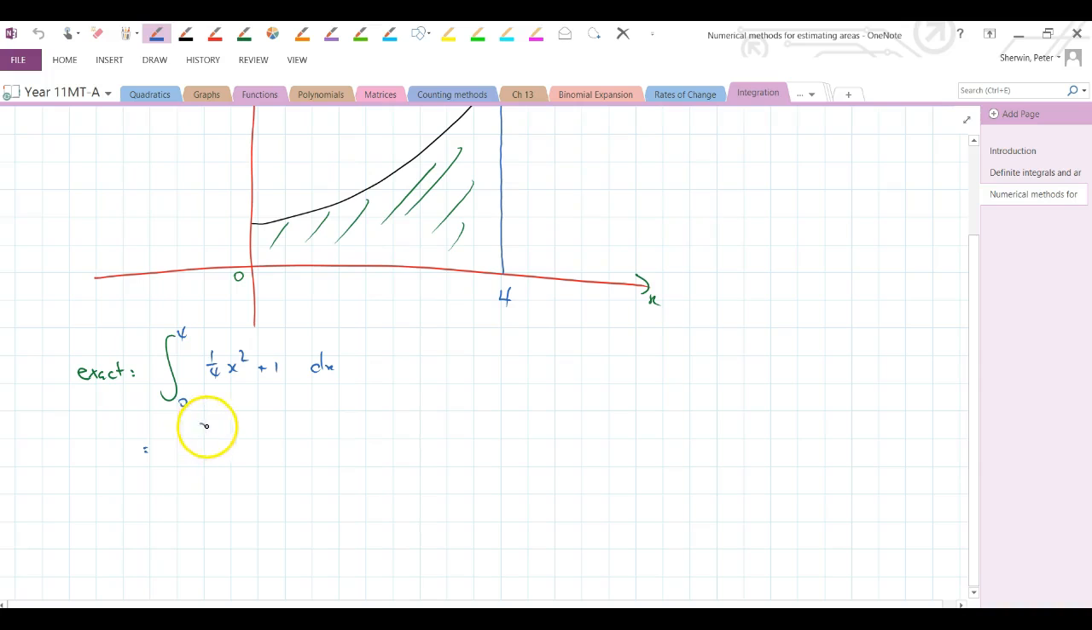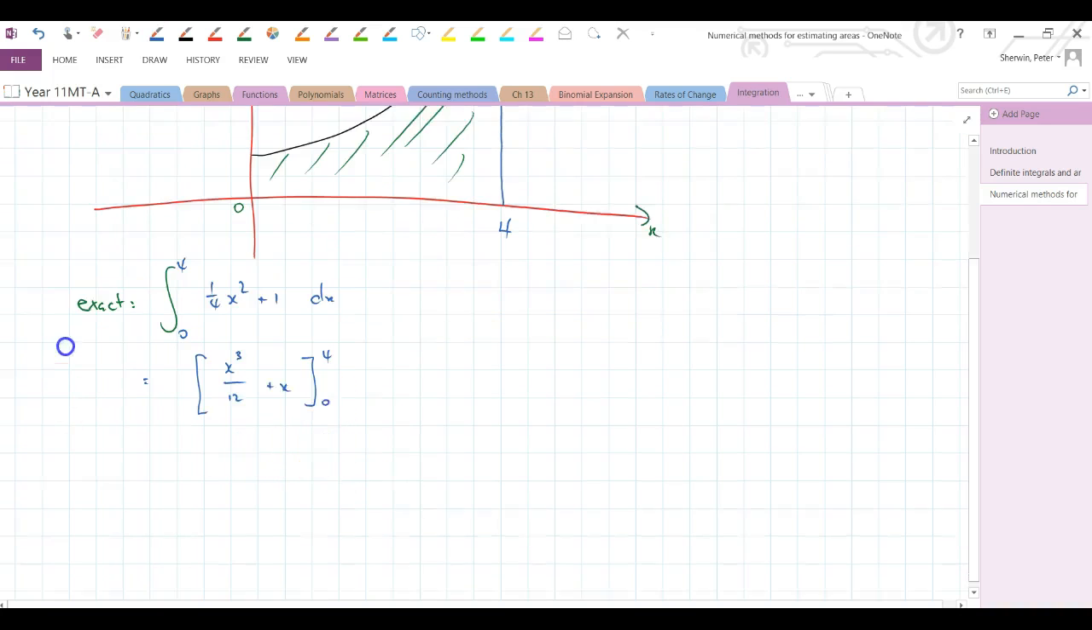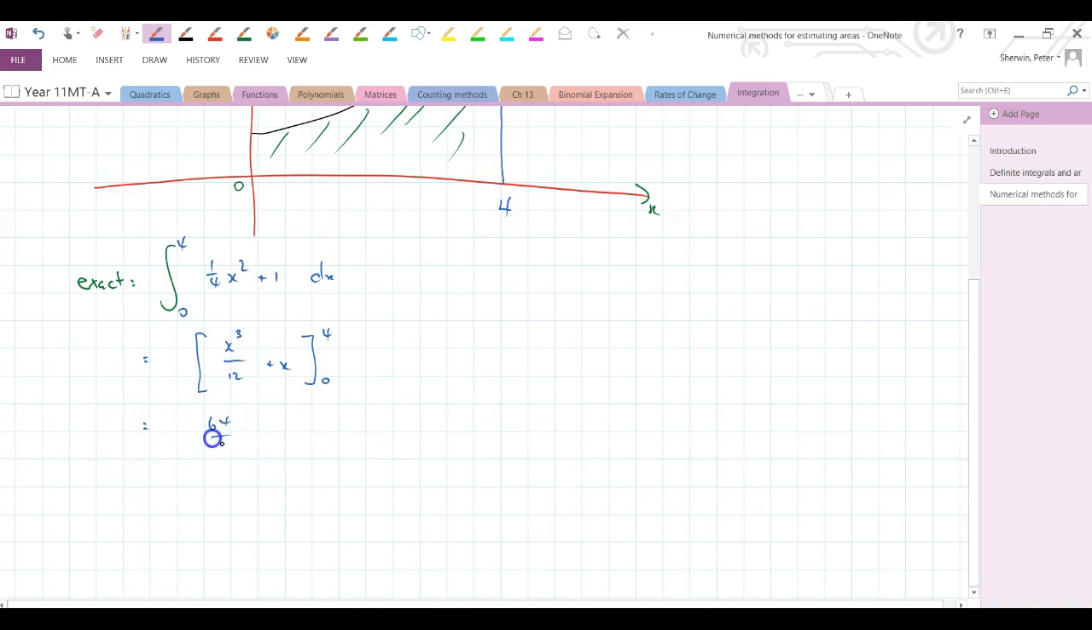We're going to integrate that between 4 and 0: up the power by 1, divide by 3. We sub 4 in, we get 64 over 12, plus 4 in there is 48 over 12, and then we subtract 0. So I get 64 plus 48, which is 112, over 12, which goes to 28 over 3, which is equal to 9 and 1/3. I'm putting it as a mixed number because it will make it easier to compare. That's the exact area.